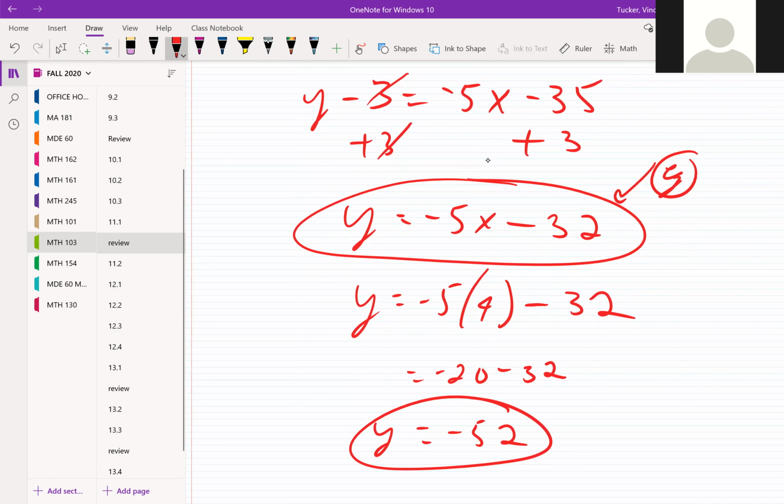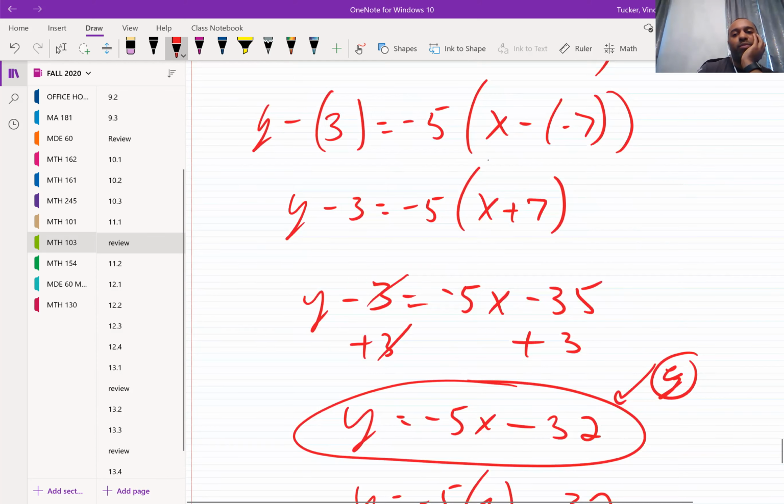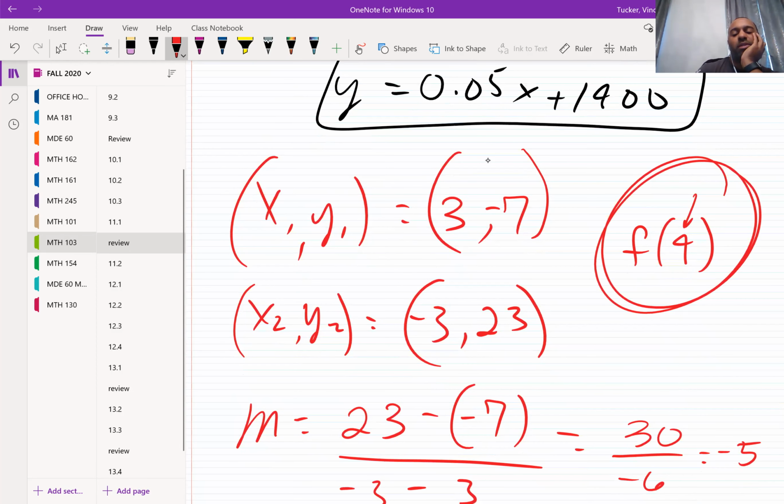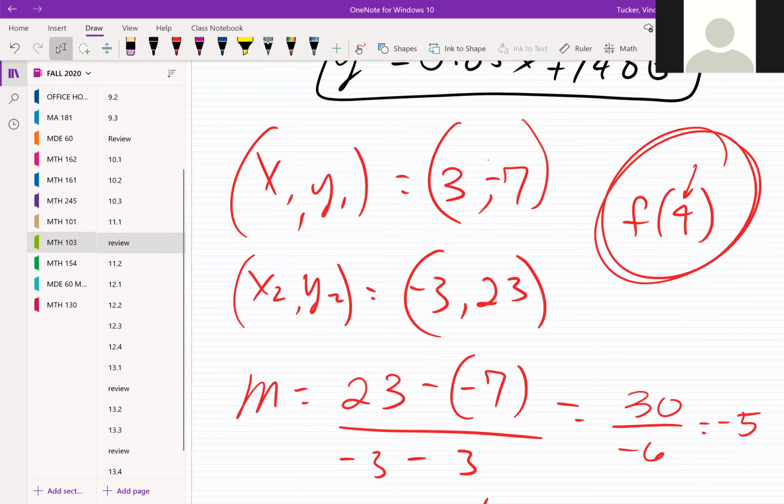Sometimes I be doing too much. Okay, so then I just have to plug in 4? Yep. But where did I get the 4 from? That was from the original problem. Remember it says find f of 4? Whoa. Oh, right. See, I kept on going with the problem instead of the problem taking control.